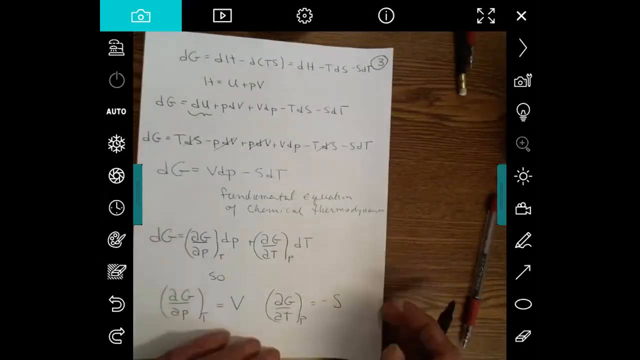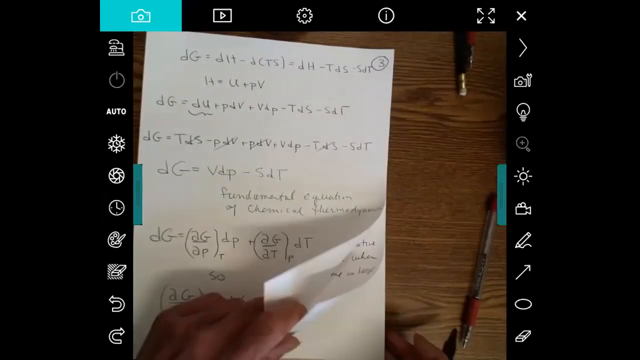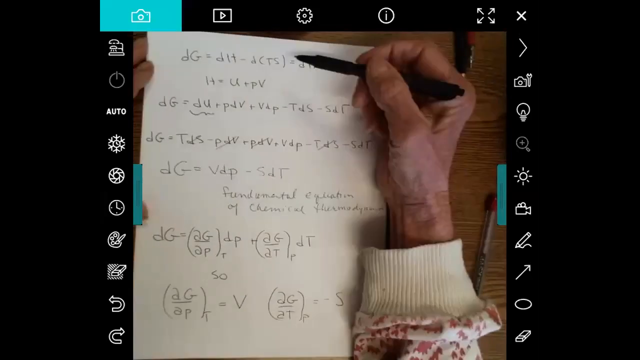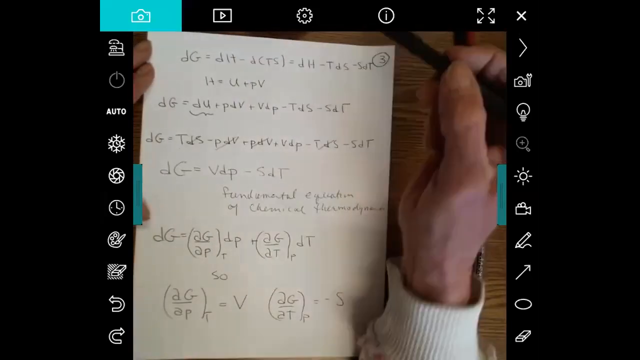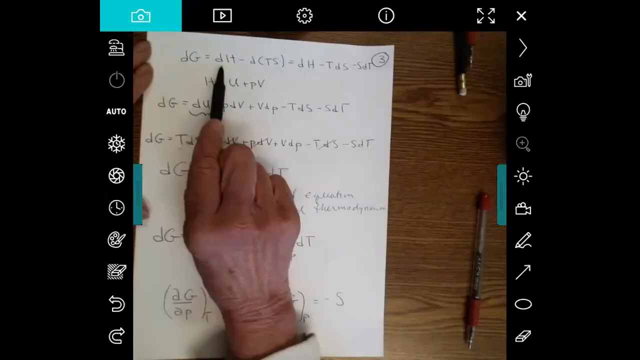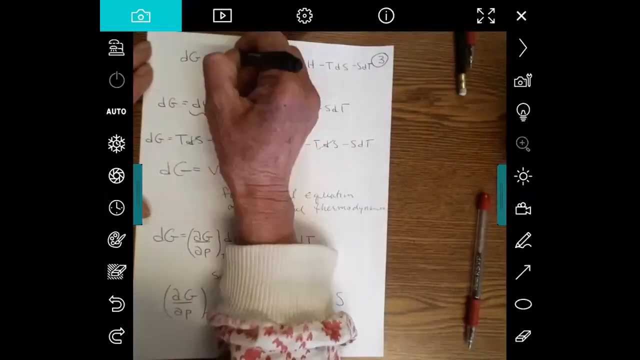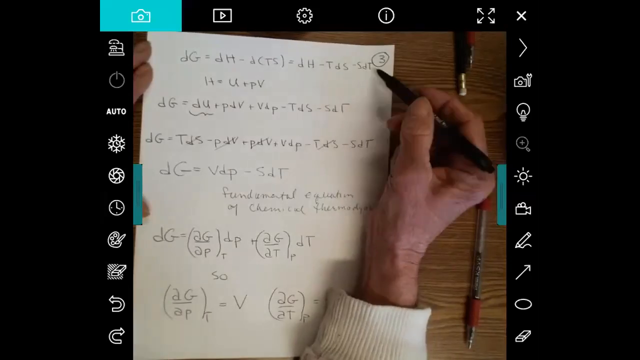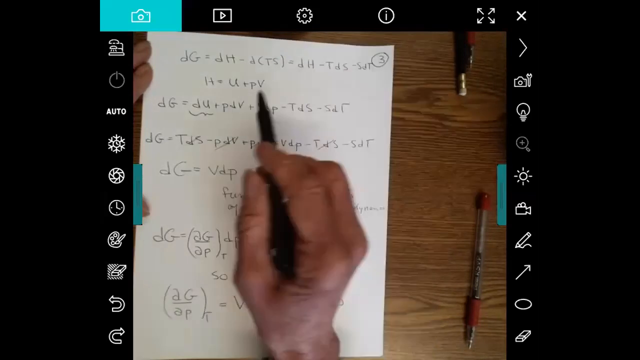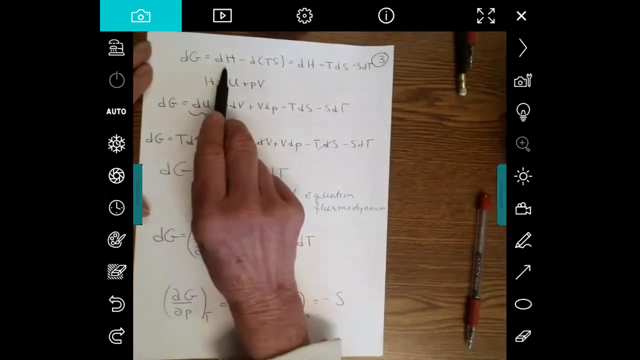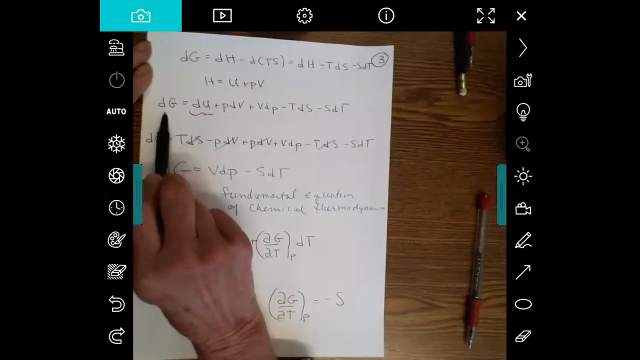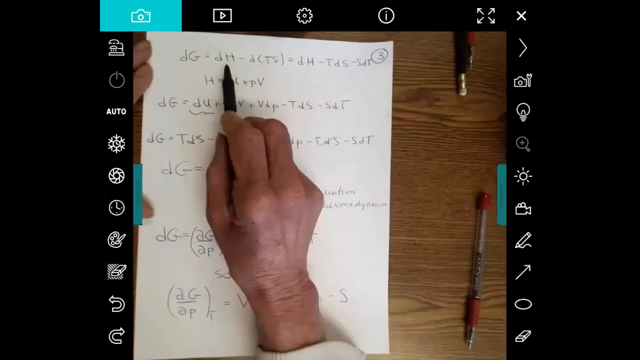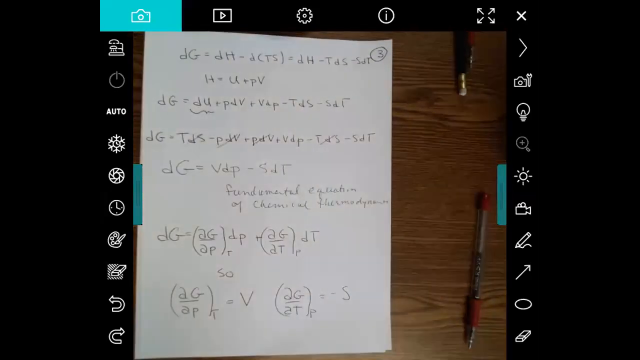Okay, so let's now think about how Gibbs free energy changes with pressure and temperature. So Gibbs free energy is H minus TS. So if we look at a change in Gibbs free energy, it'll be a change in H minus a change in TS. We can expand the change in TS to be two terms, changing S and T separately. Enthalpy is U plus PV. So dH is dU plus PdV plus VdP. So just expanding this to be dH, and then our TdS and SdT.